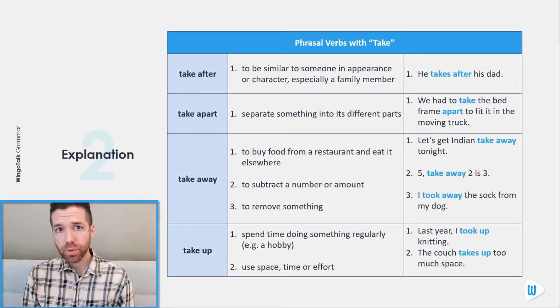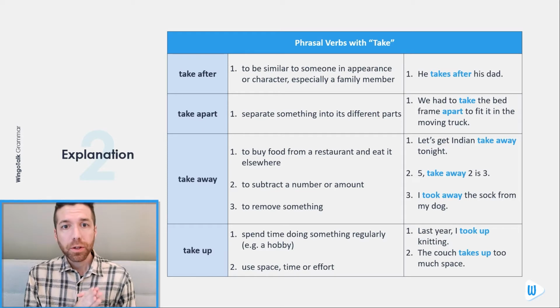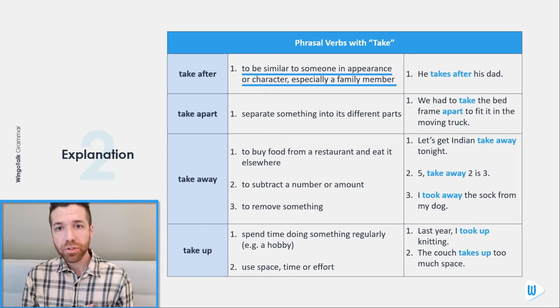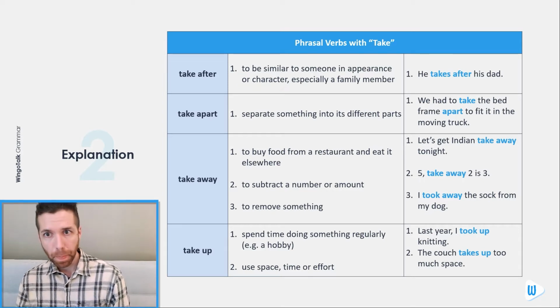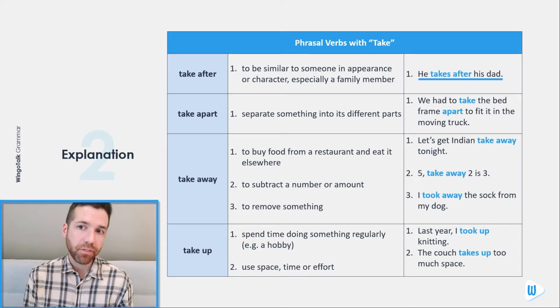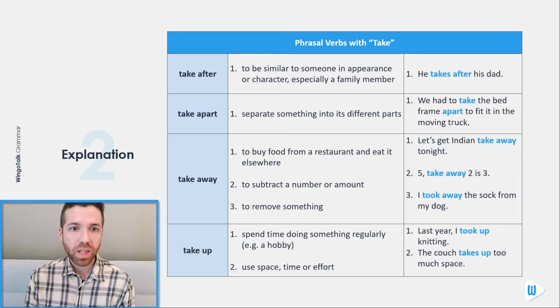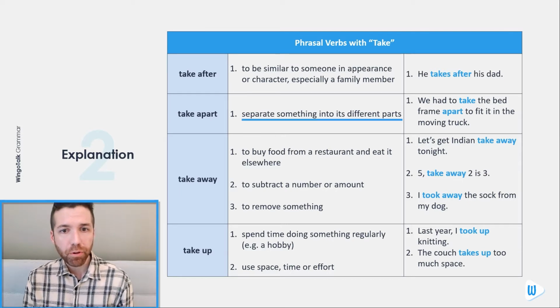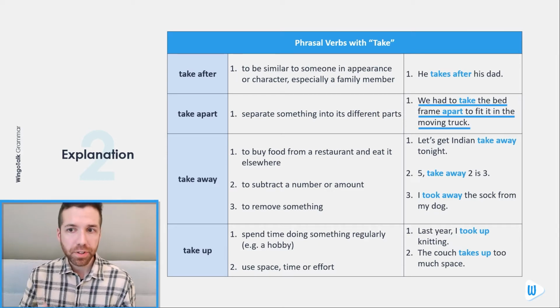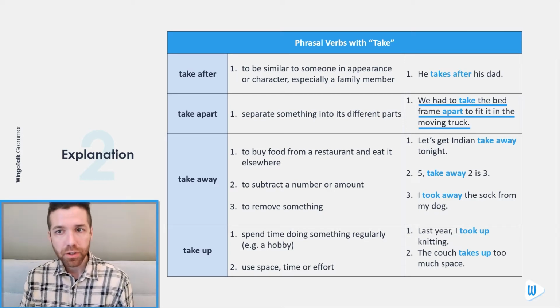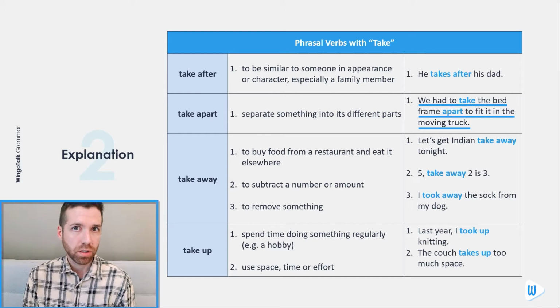Here are some examples with take. Take after. This is a phrasal verb. It means to be similar to someone in appearance or character, especially a family member. Example, he takes after his dad. Take apart. This means to separate something into its different parts. We had to take the bed frame apart to fit it in the moving truck.